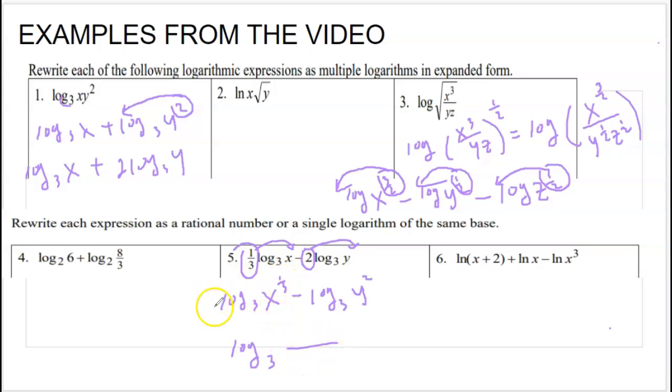X to the 1/3 has a plus in the front, so that's going to go in the numerator. But now, guys, would you agree that x to the 1/3 power is the cube root of x? Yeah, cube root of x. What about this one? It has a negative in the front, so it's going to be the denominator, y squared. So that's how you condense it. Okay? All right.